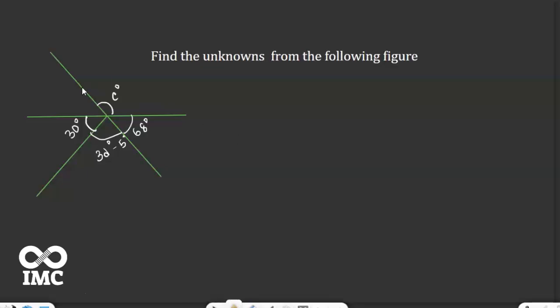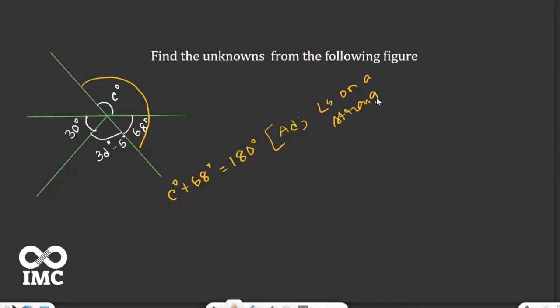If you think about C and 68, these two angles will make a straight angle. So C degrees plus 68 degrees will make 180 degrees. So what is the side note here? We will get a side note: adjacent angles on a straight line. So this is our first part.